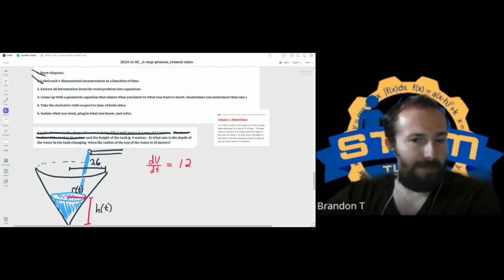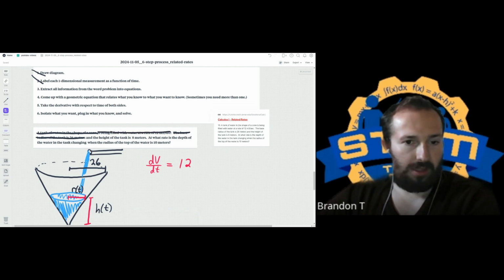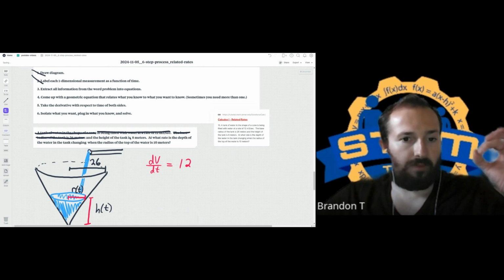So if we keep making trades like this, I basically take this and turn it into dV/dt equals 12. I take this next part and turn it into just a line on the diagram with 26. Just cross this out. That's the shape of the cone. If we keep doing things like that, we're going to reduce the amount of information that we have to worry about, which is the whole point.